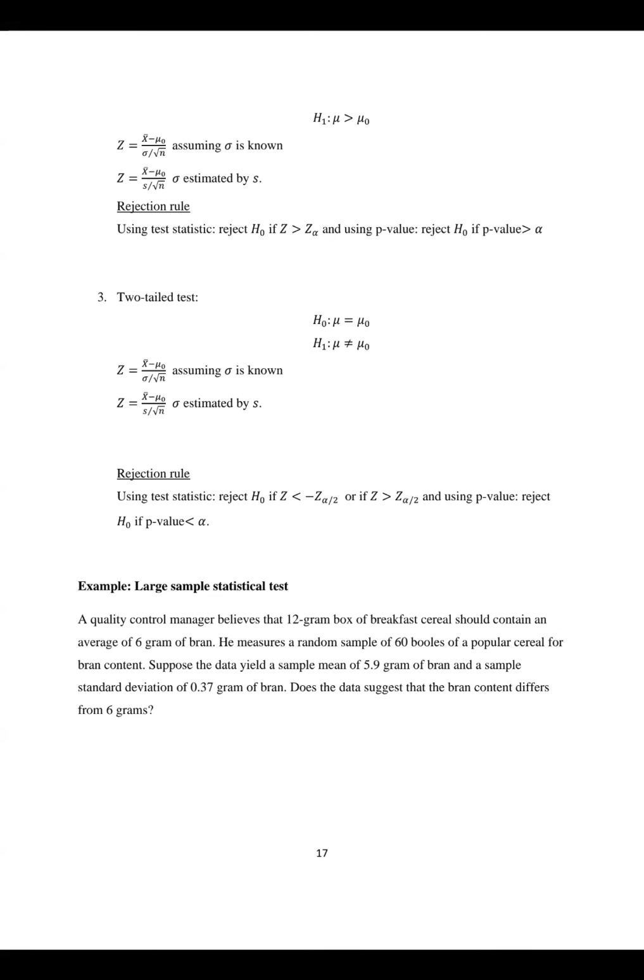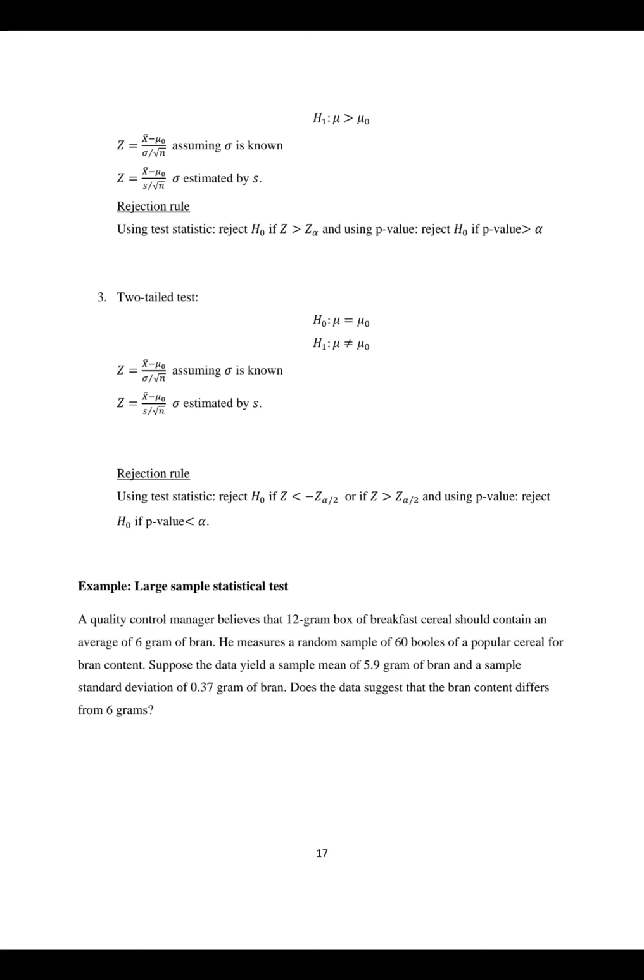So in our first example, our first question is: a quality control manager believes that the 12-gram box of breakfast cereal should contain an average, or the mean, of 6 grams of bran. He measures a random sample of 60 bowls of popular cereal for bran content. Suppose that the data yields a sample mean of 5.9 grams of bran and a sample standard deviation of 0.37 grams. Then the question is: does the data suggest that the bran content differs from 6 grams or does not differ? In other words, can you test the claim that the average, the mean, for the 12-gram box of breakfast cereal is always 6 grams? That's the question. Is that true or false?